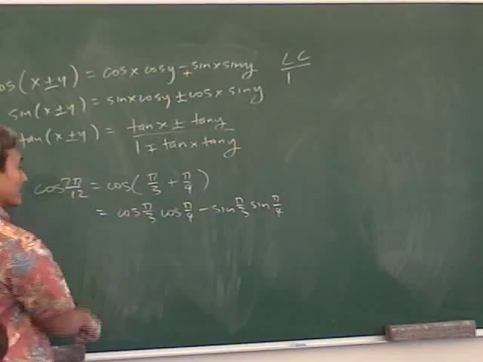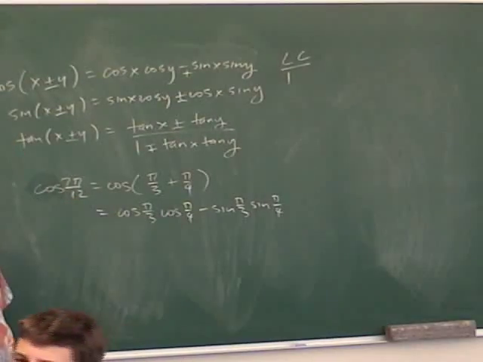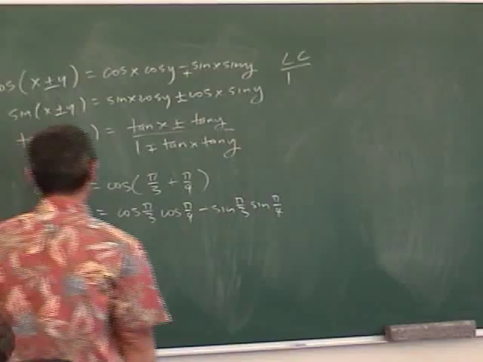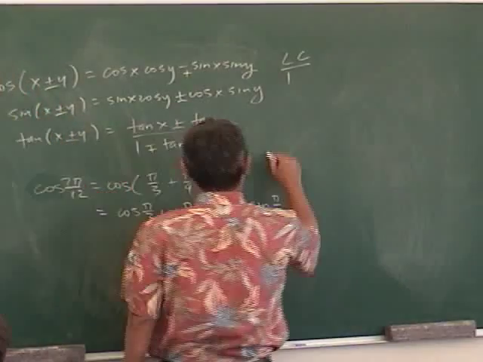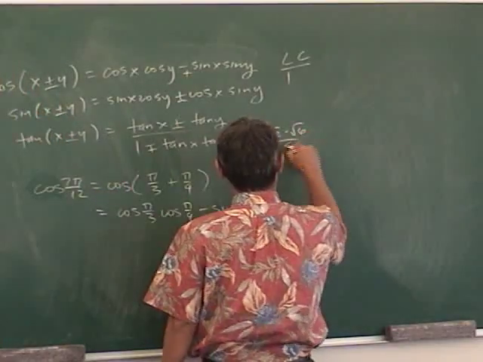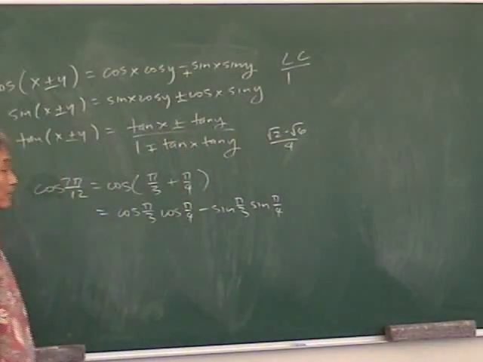Math team, you see this, you just write down the answer already. So when you see cosine pi over 12, you just go, whoop, small negative, root 2 minus root 6 over 4. That's the answer.